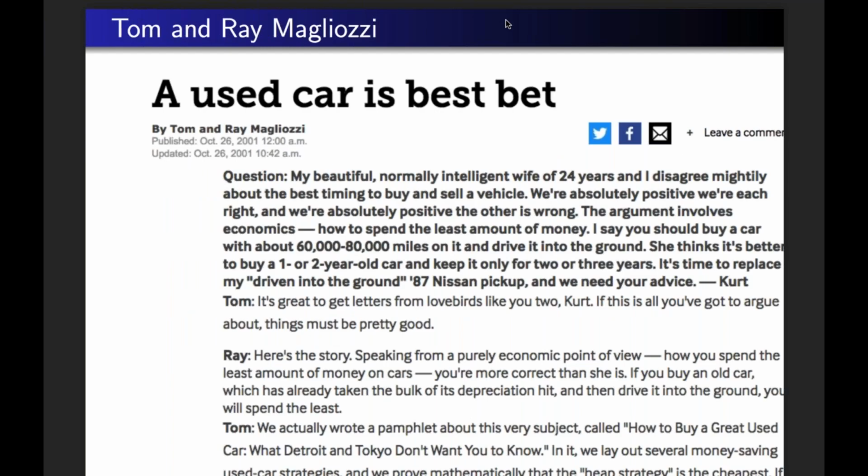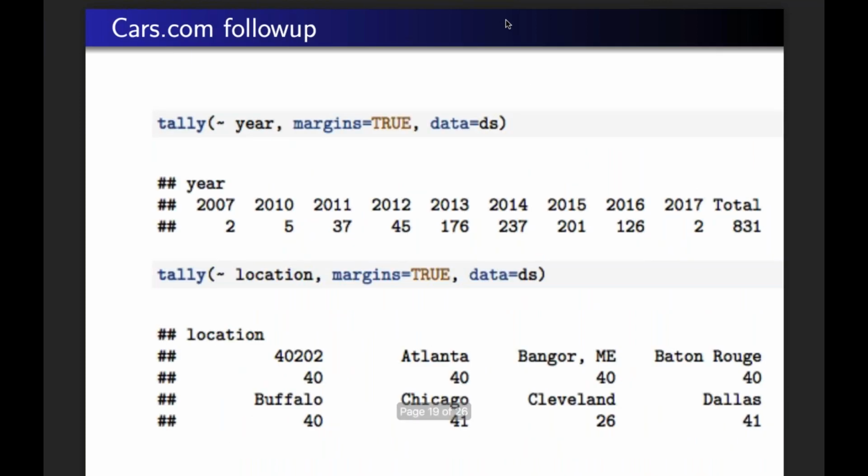And again, there are lots of ways of introducing some of that context and background. Tom and Ray Magliozzi, Tom, alas, may he rest in peace, had a blog entry talking about when's the right time to buy a car, how long do you keep it, et cetera. Essentially, from the economic standpoint, you want to buy an older car and then drive it into the ground. There may be different things people are valuing, but that part is what this is really focusing on.